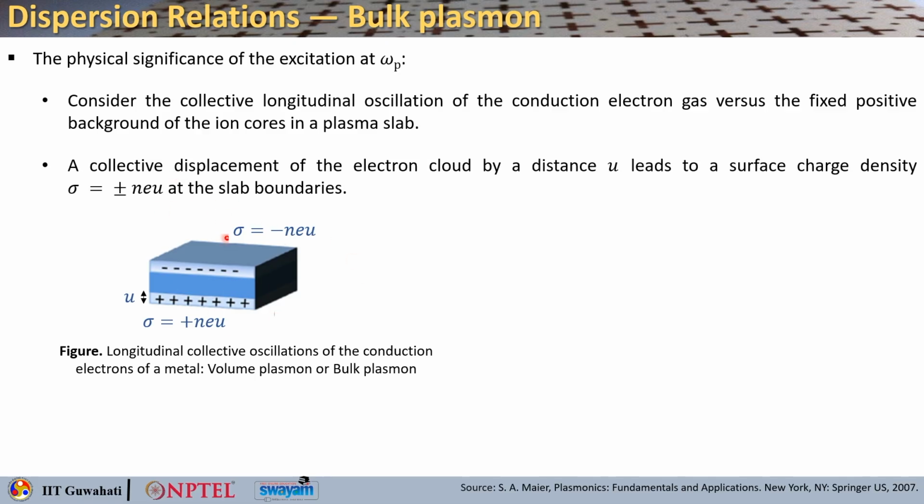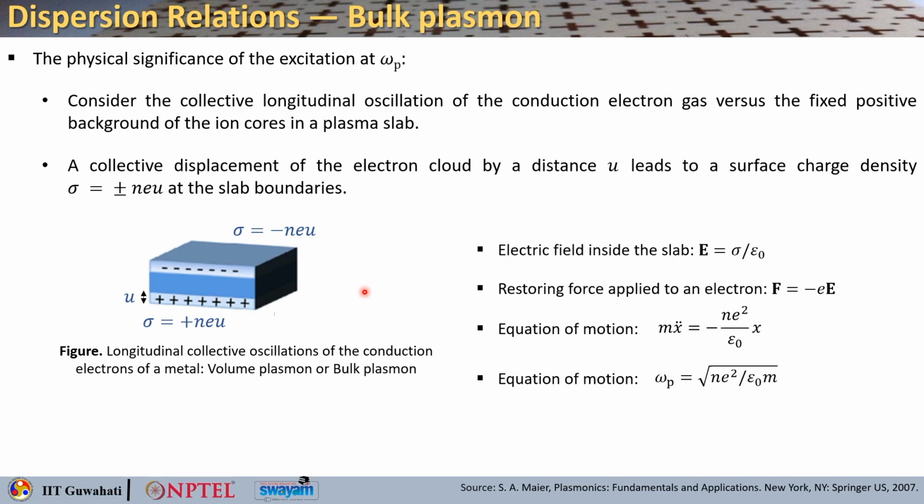This is coming from a collective displacement of the electron cloud, which is displaced by a distance of u. That has led to this surface charge density sigma, which you can write as plus n e u on this side, because the electron cloud has moved away. So, this is happening at the slab boundaries.